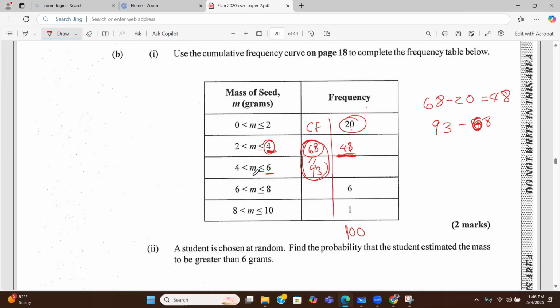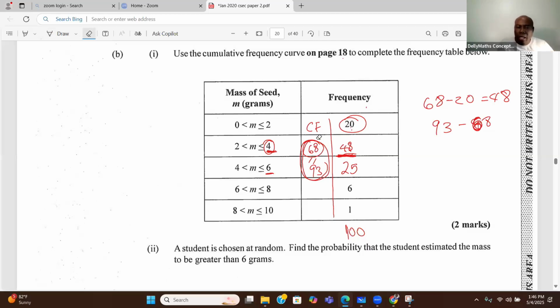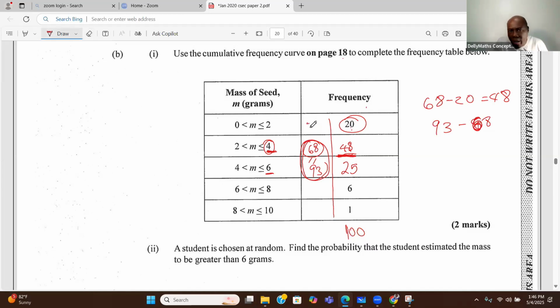Yes, that sounds like it. 93 minus 68 is 25. Right here is 25. So remember, when you subtract two consecutive cumulative frequencies, because remember this cumulative frequency would have been 20. That's why we subtract these. It's 20. And if you keep adding these up, make sure you get 100, and you know that everything is okay. If not, there would be a mistake.